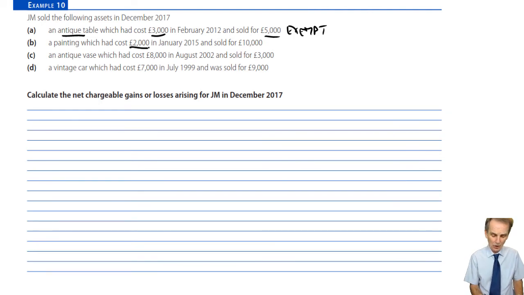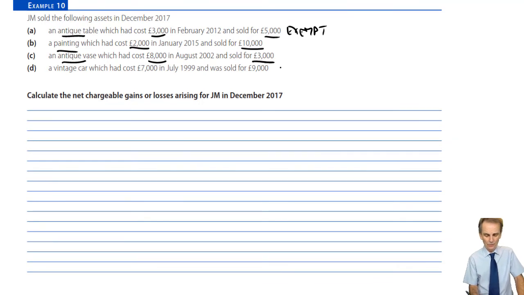Painting which cost 2,000, again a painting of course is a further chattel, cost 2,000, sold for 10,000. Here we go, bought for less than 6, sold for more than 6. That's the two calculations required, the actual gain limited to, if necessary, the maximum gain figure. Next one, antique vase, again a chattel there, cost 8,000, that's more than 6, sold for 3,000, that's less than, therefore we use the deemed gross proceeds there of £6,000 in computing the allowable loss.